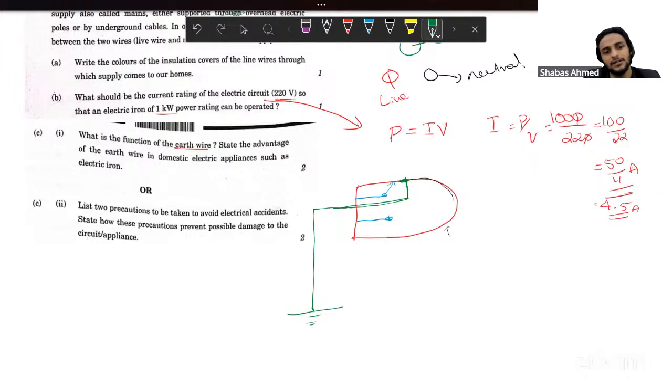State how these precautions prevent possible damage to the circuit of the appliances. The first thing, the earthing, you already know how it works. And the fuse wire, when there is a short circuit or overloading, the current through the fuse wire will increase, so the fuse wire will melt and break. Thus it is protecting the home appliances from the excess current. Okay, so that's all in this question paper.